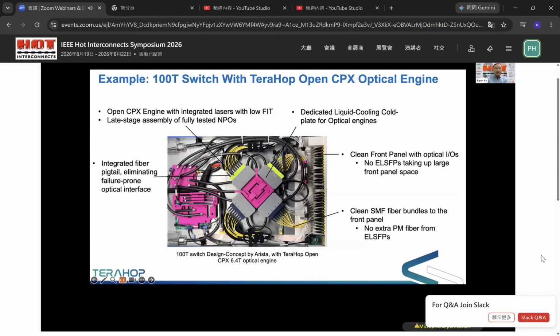There are no contamination concerns during the installations. There are no external ELS SFPs with the PM fiber coming in with a pretty complicated fiber harness. So the whole thing is really, really clean. And then you can see we have a separate cooling cold plate for the ASIC and for the CPX optical engine. This is just an early demonstration concept, and the real system is certainly in the pipeline. You see multiple system vendors now working with these kinds of capabilities.